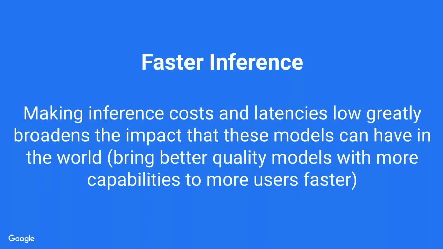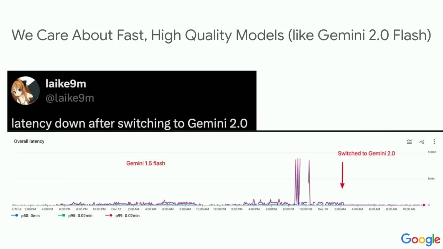Okay, faster inference, I think, is an important area for all kinds of machine learning use in the world. Making these inference costs and latencies really low greatly broadens the impact that these models can have in the world, bringing better quality models with more capabilities to more users more quickly. And we care about high quality, fast models. Our Gemini 2.0 launched this week. One of the things that people seem to really like about it is the latency is quite low. So here's a tweet from a user who switched from 1.5 Flash to 2.0 Flash, and you can see when they switched, the latency on whatever system they were building got a lot better.